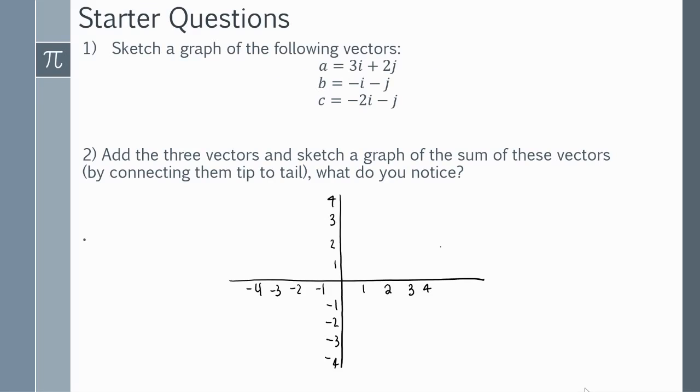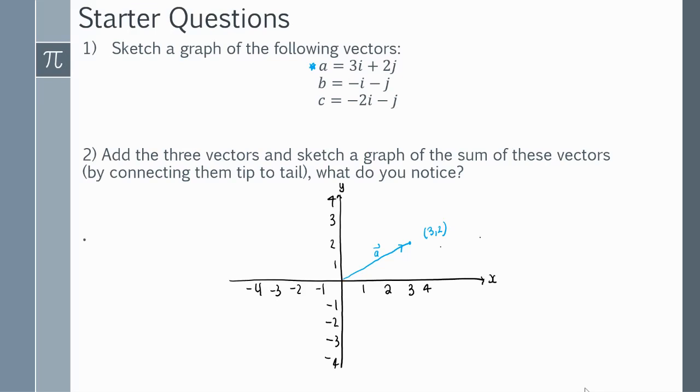So to build the relationship between vectors and forces, we're going to do a little activity. So in this activity, I'm going to sketch the vector A equals 3i plus 2j, B equals minus i minus j, and C equals minus 2i minus j. Feel free to do this as well.